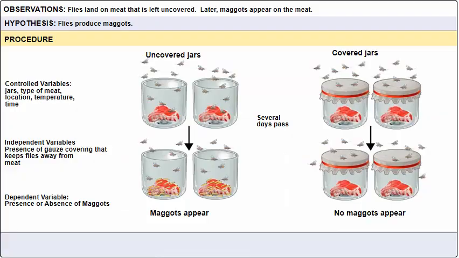So we have the control group and the experimental group. We have several variables that are the same. What are the controlled variables? What are the things that are the same between each? Meat, temperature, exposure to air, size of the container, type, location, all these things. They are all kept consistent. The only difference between them is the independent variable, which is the covering.